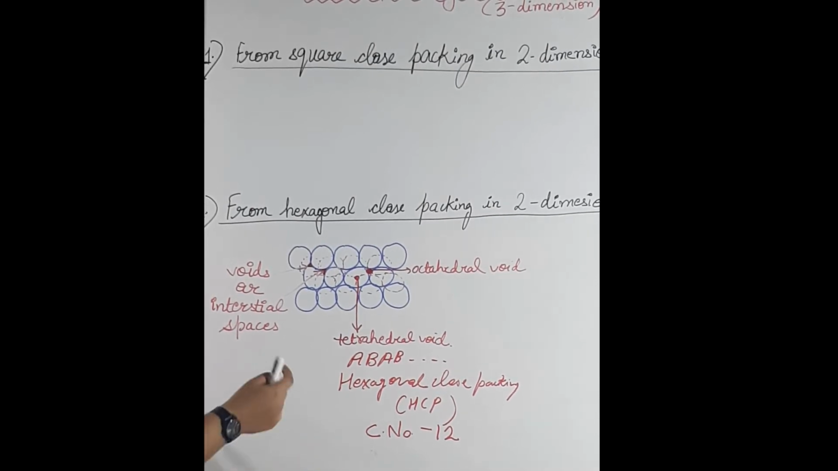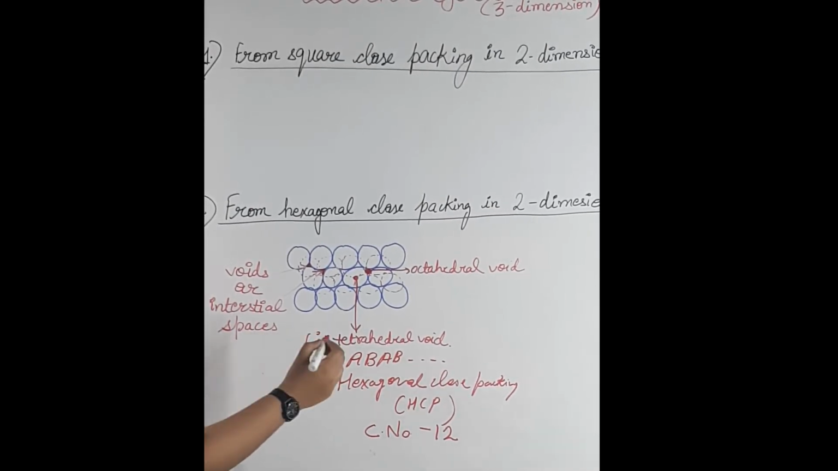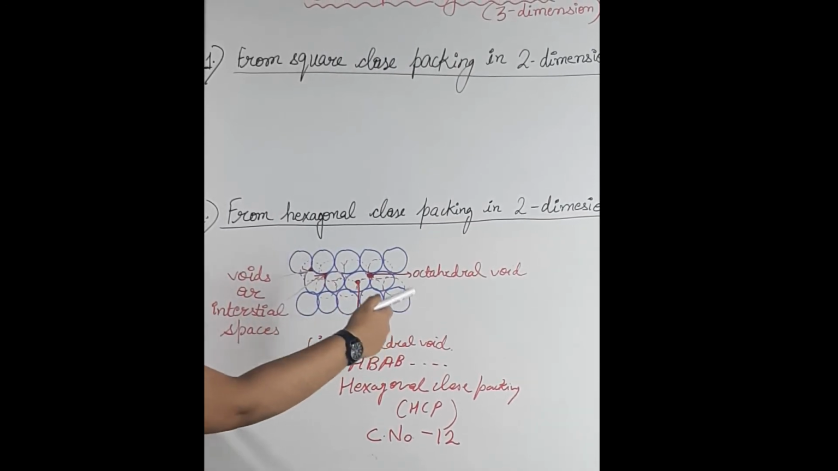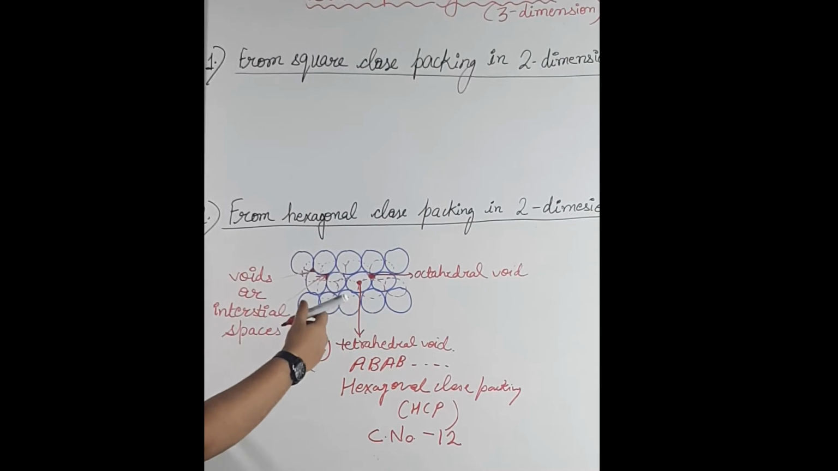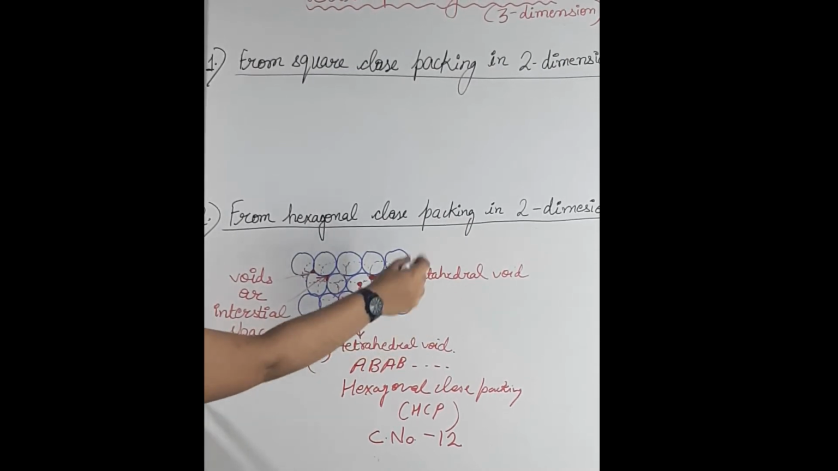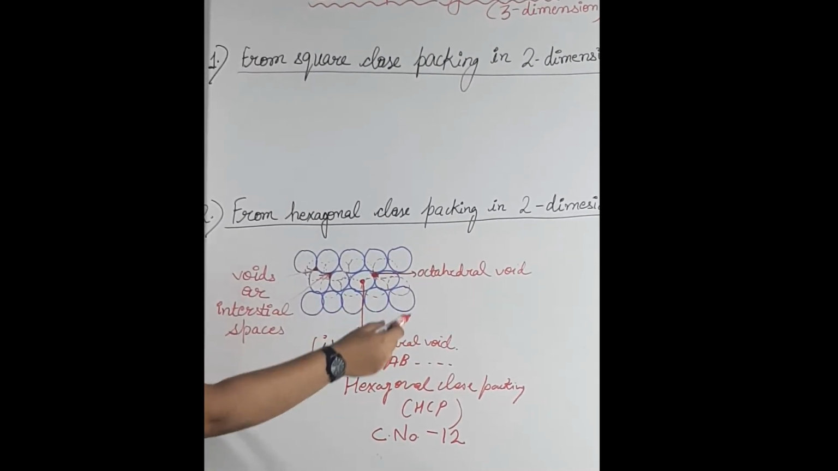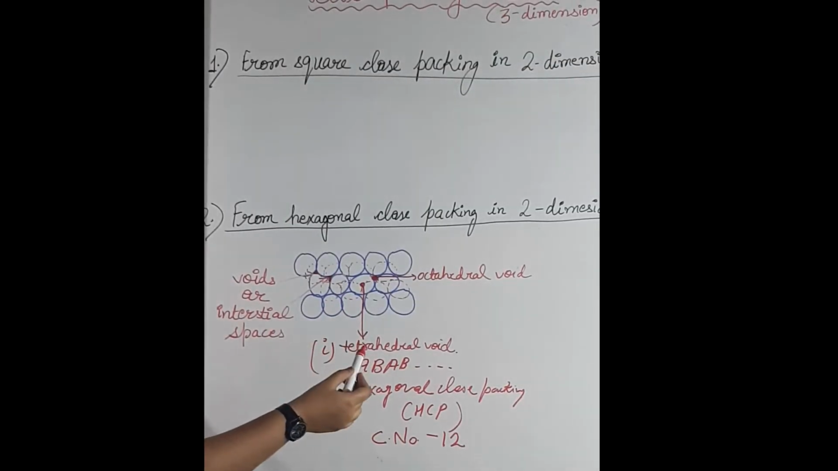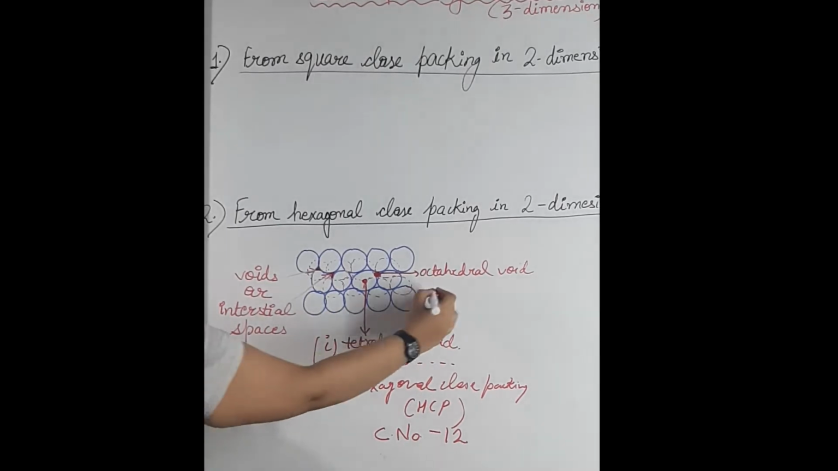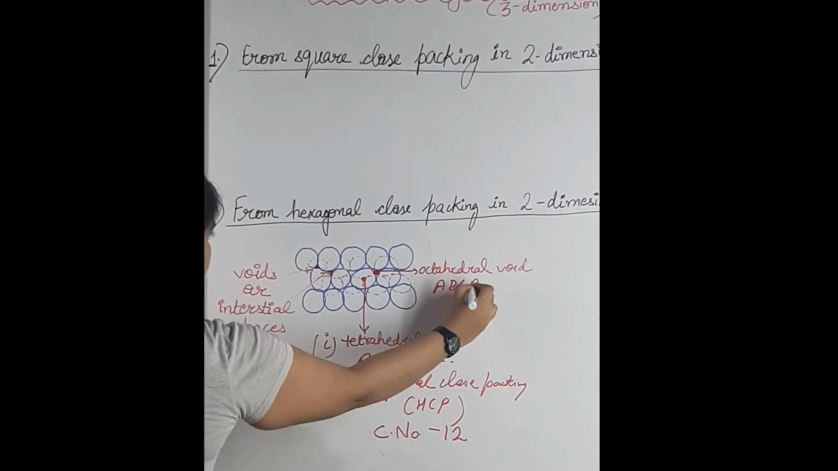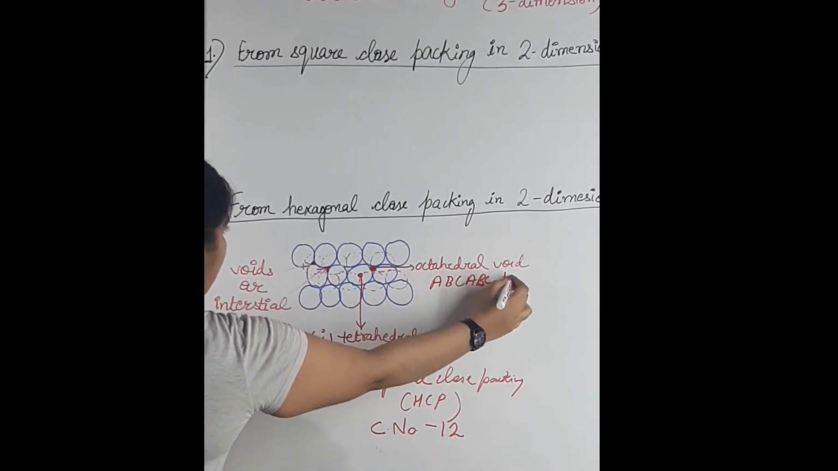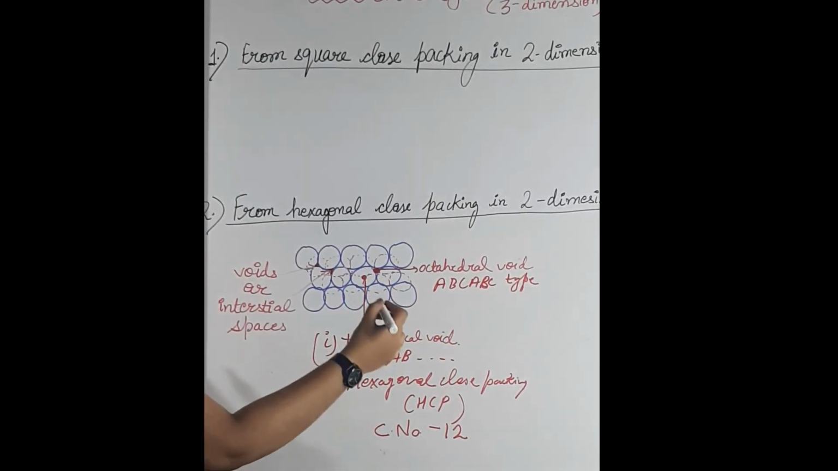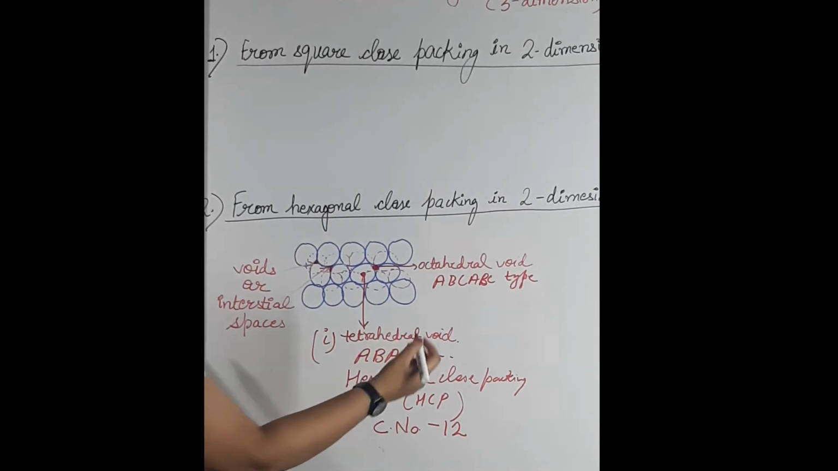Okay guys, this is the first type of arrangement, and then if the third layer is placed in such a way that it covers all the octahedral voids, then the third layer is completely different from the first and second. Such arrangement is called ABC type of arrangement or cubic close packing or face centered cubic.